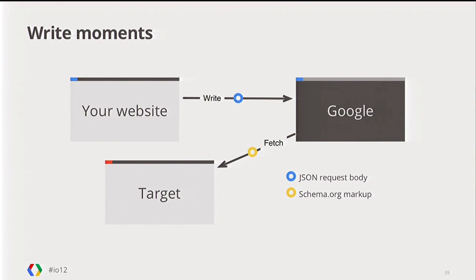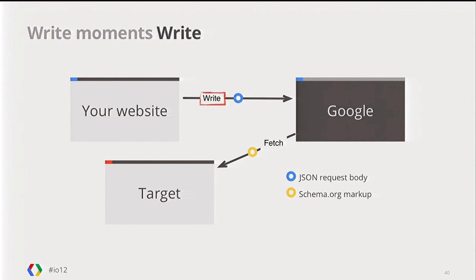The next step is that Google is going to go out to that target URL, retrieve that page, and learn something about it. And what it learns, it's going to use to render that moment. And it's going to use to render the post if the user decides to share.